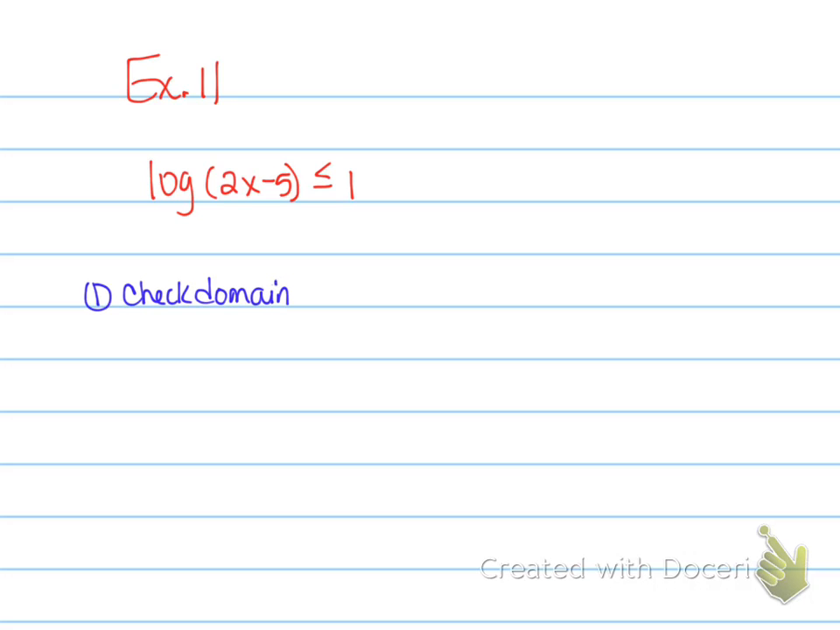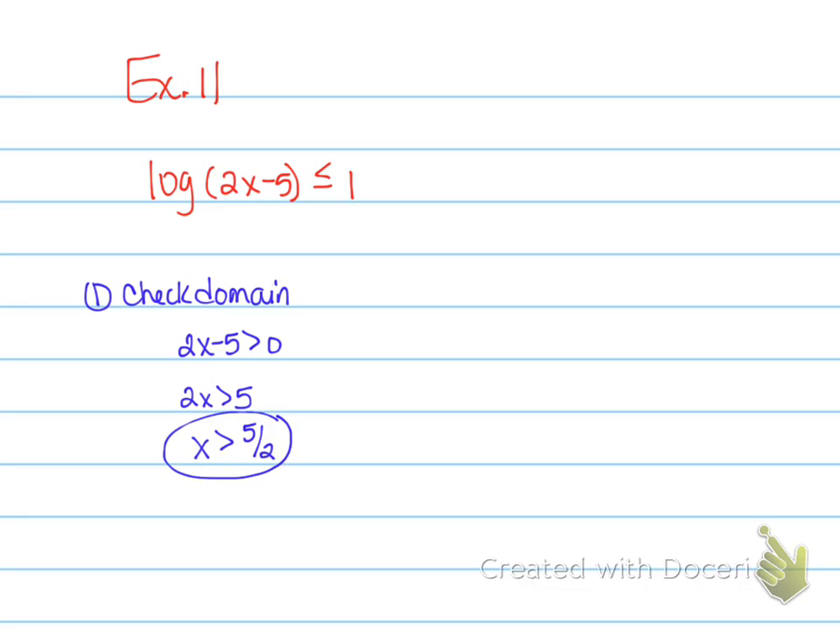Remember, what you're taking the log of, the 2x minus 5, has to be greater than 0. And so when we solve this, we get 2x has to be greater than 5, divided by the 2. So x has got to be greater than 5 over 2. That's going to be part of our answer. Okay, we can't lose that. It's part of our answer. All right, so from there, though, we can go ahead and we can start solving.